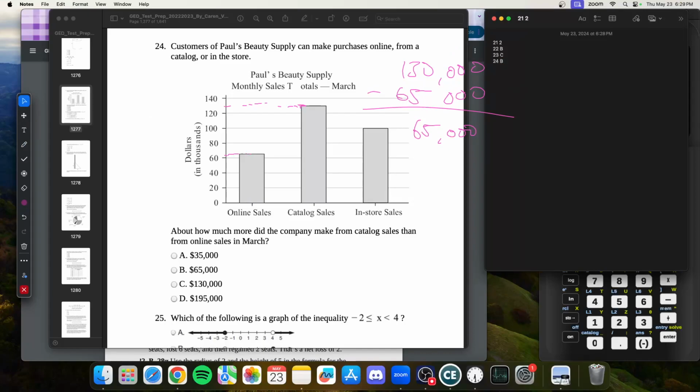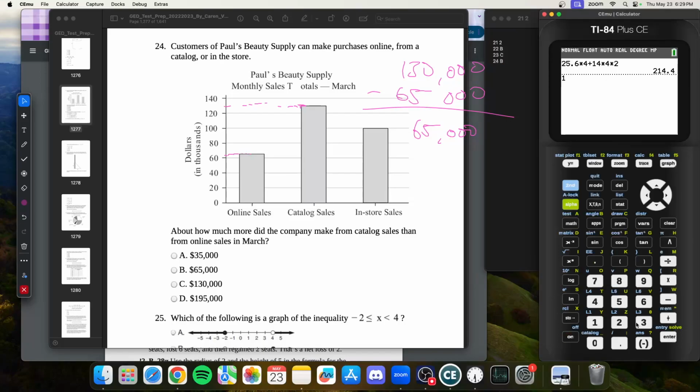Yeah, so again, they ask us how much more money did they make from catalog sales than online sales in March. Thankfully, this chart is about March. Otherwise, this question would be impossible. So this looks like 130 to me, about 130. This looks like 65. So I just did 130 minus 65. 130 minus 65 is literally 65. And it's in thousands.